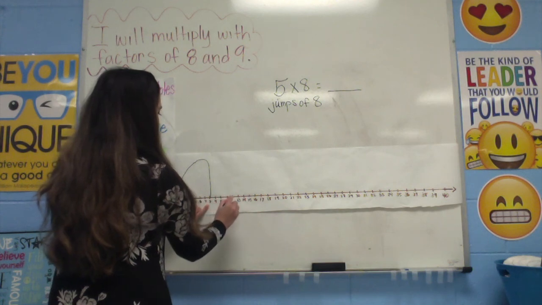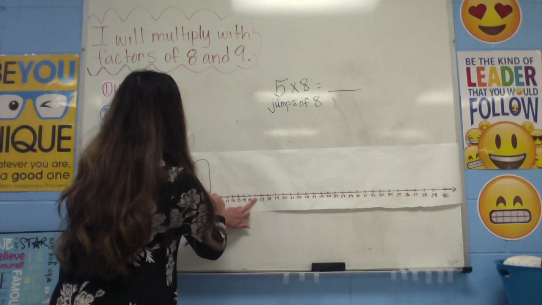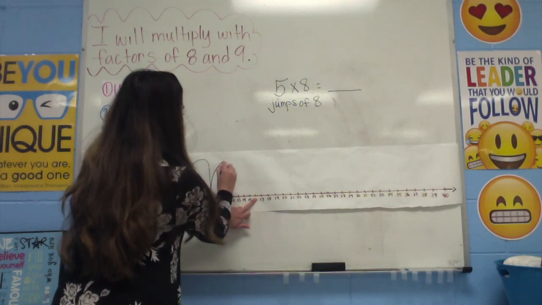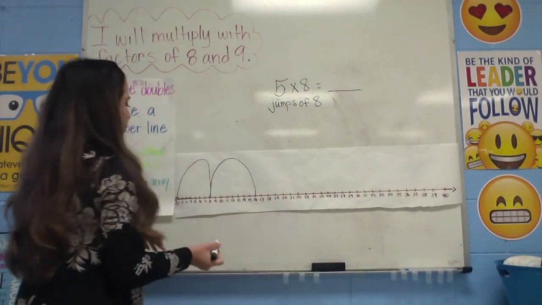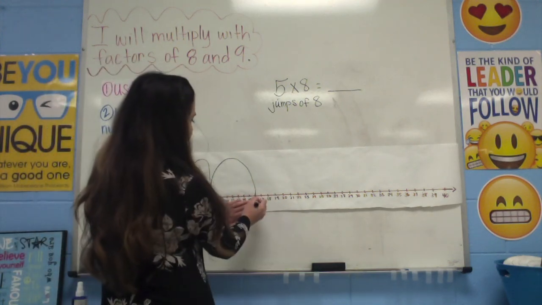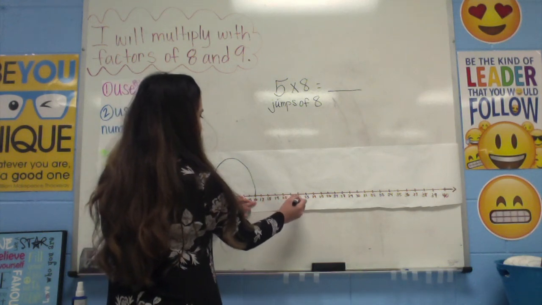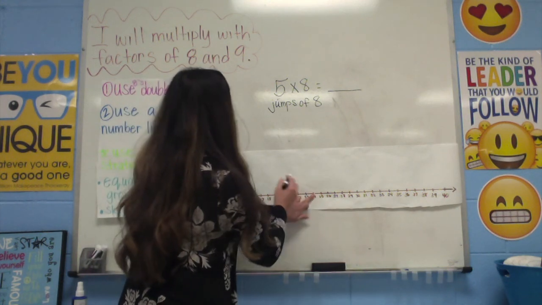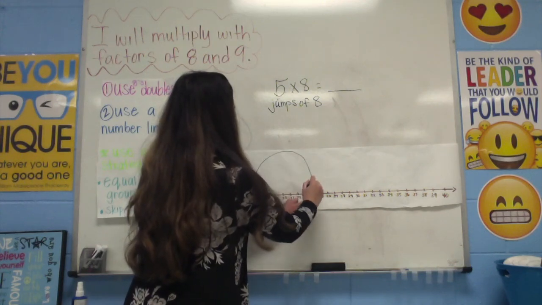1, 2, 3, 4, 5, 6, 7, 8. I'm at 16. So I'm going to draw my second jump from 8 to 16. Okay. We go from 16, count on 8. 1, 2, 3, 4, 5, 6, 7, 8. I'm at 24 now. So go from 16 to 24.